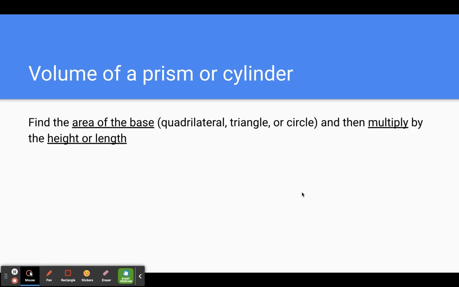Okay, so volume of a prism or a cylinder, basically, I already said it: find the area of the base or the face, whether that be a quadrilateral, a triangle, or a circle, and then you just multiply it by the height or the length of whatever that shape is. And so this is an overall rule of finding the volume. Now we'll go in and do the equations for all of the specific types, right?